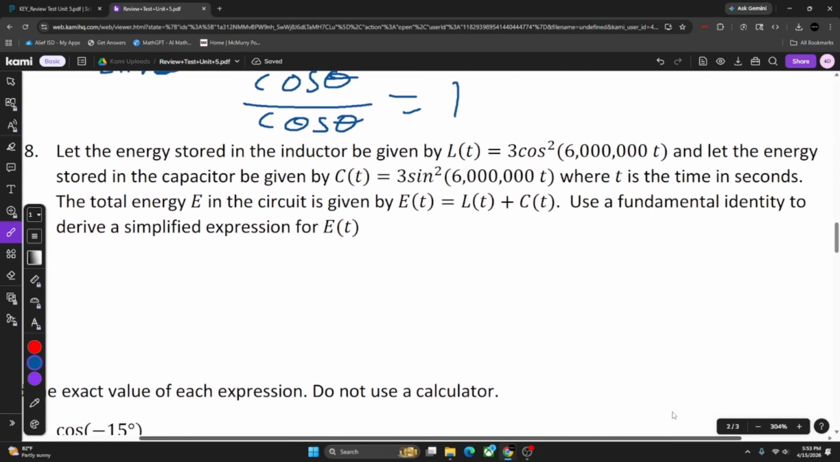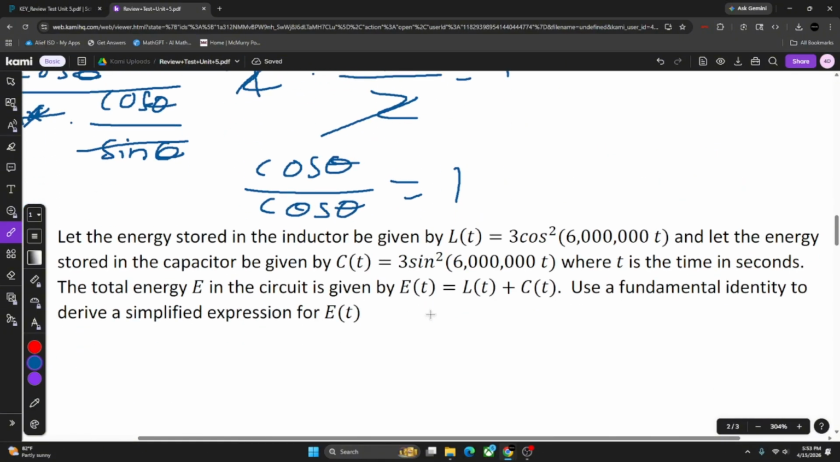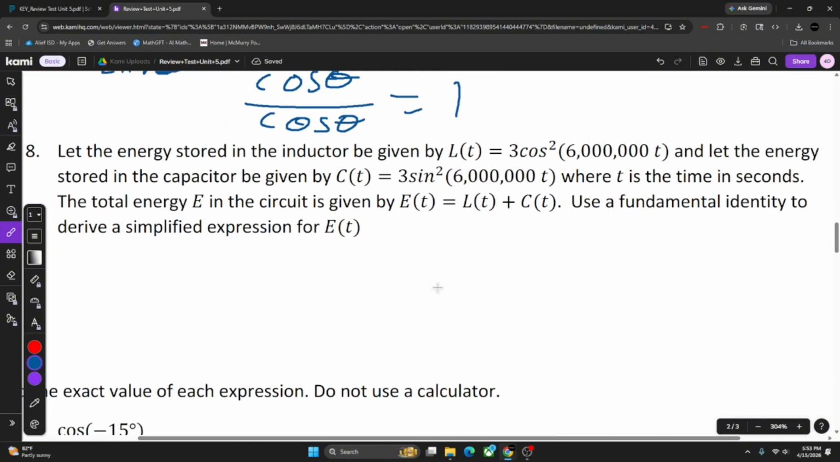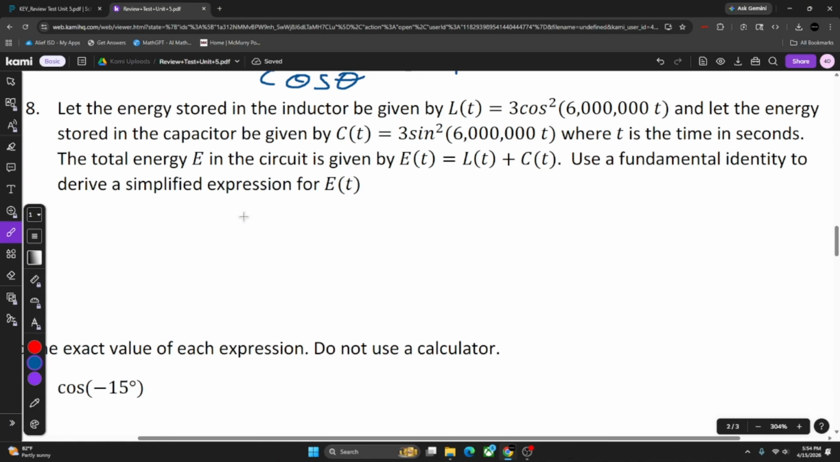So we're not really solving for anything. We're just letting him know that we know that it's like that. This one here looks a little complicated, but it's actually very easy. They just throw in big numbers to confuse you.